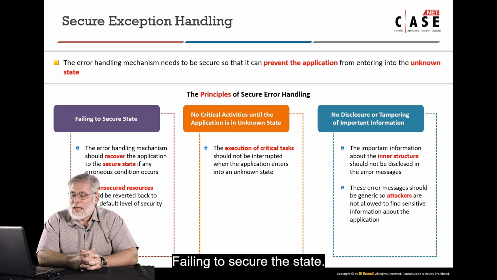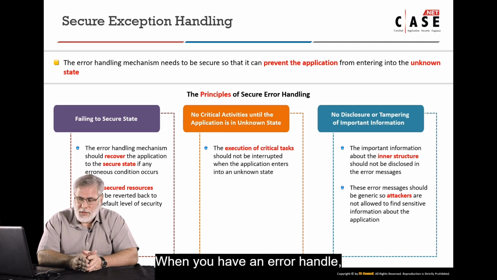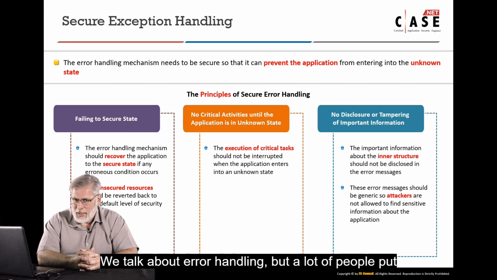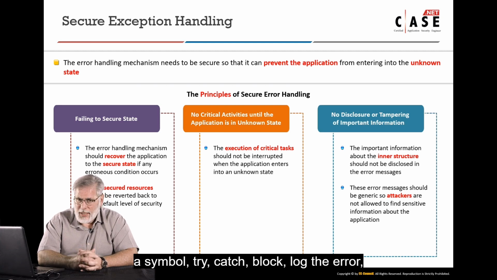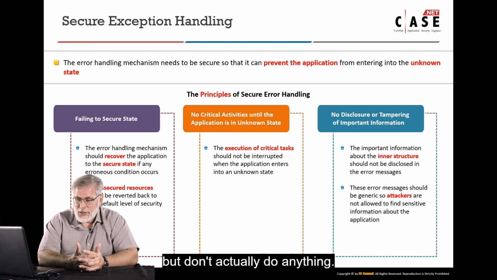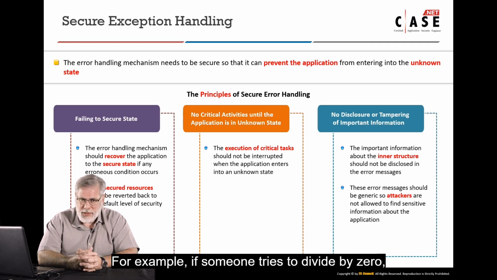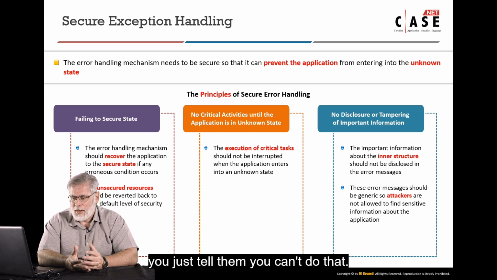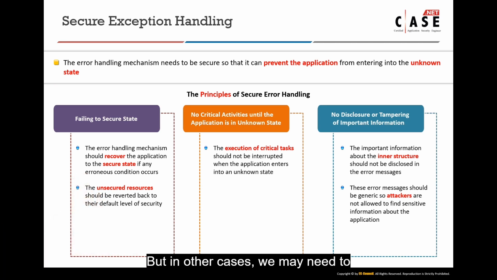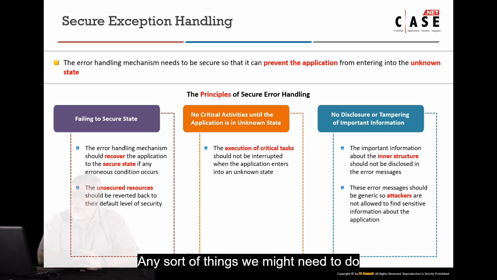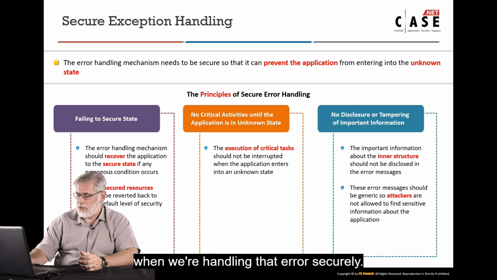Failing to secure the state. When you have an error, you need to handle it, not just note it. Now that sounds odd. We talk about error handling, but a lot of people put a simple try catch block, log the error, but don't actually do anything. In some cases, that's okay. For example, if someone tries to divide by zero, you just tell them you can't do that. But in other cases, we may need to recover the application, secure the state of data, close resources, end critical tasks, any sort of things we might need to do when we're handling that error securely.